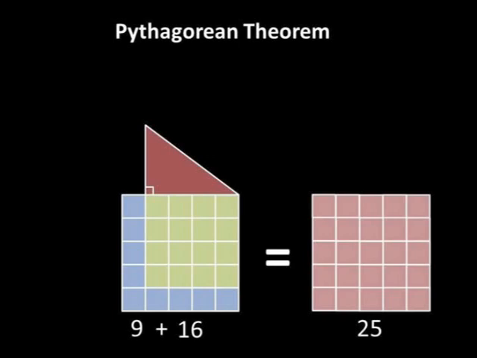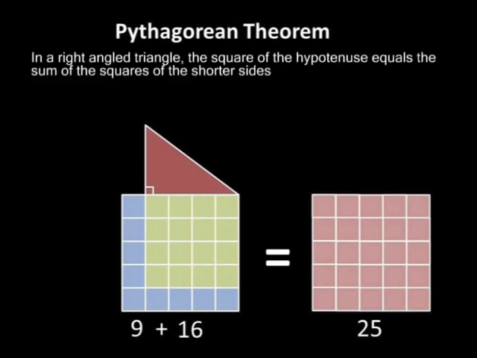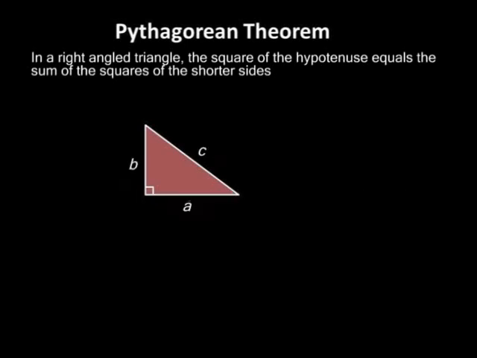Pythagoras noted that in a right-angled triangle, the square of the hypotenuse is equal to the sum of the squares of the 2 shorter sides. So for a general right-angled triangle, C squared is equal to A squared plus B squared. This is the Pythagoras theorem, and you have probably known it right from your primary school.